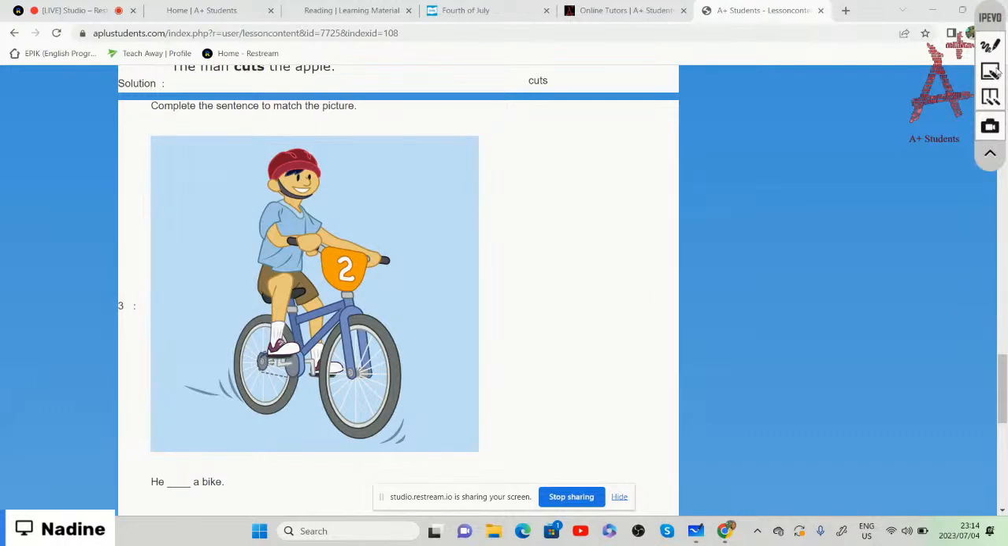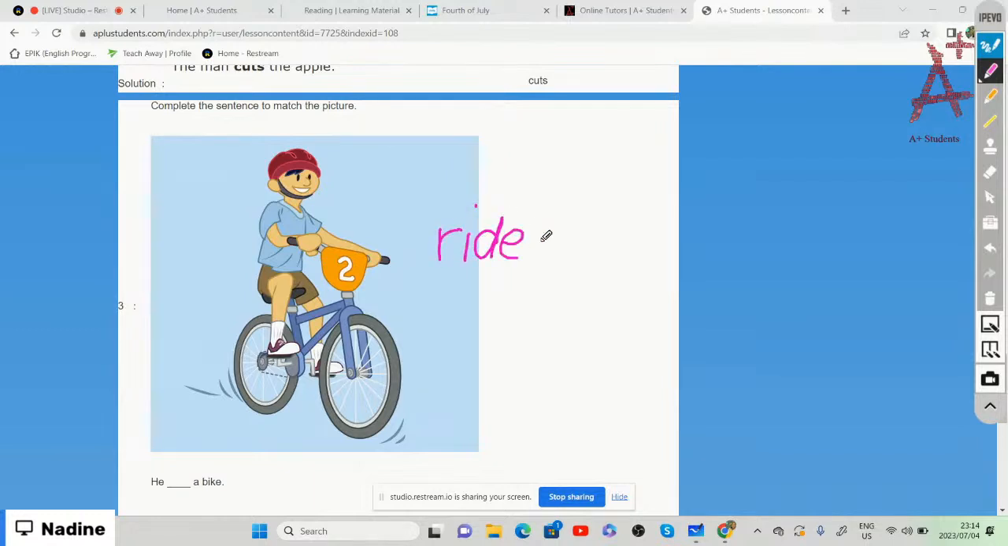All right. So if you say that the boy rides a bike, then wonderful, right? Because over here, this boy is sitting on a bicycle, right? Or a bike for short, right? And he is riding his bike, right? So the boy rides a bike, right? And that shows the action. Because remember, we need to ask ourselves, what is the boy doing? He rides a bike, right?